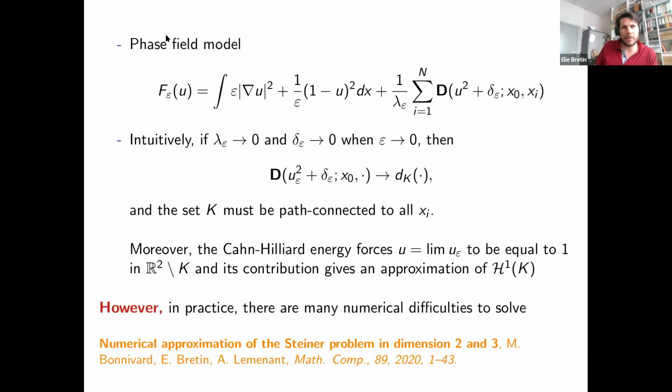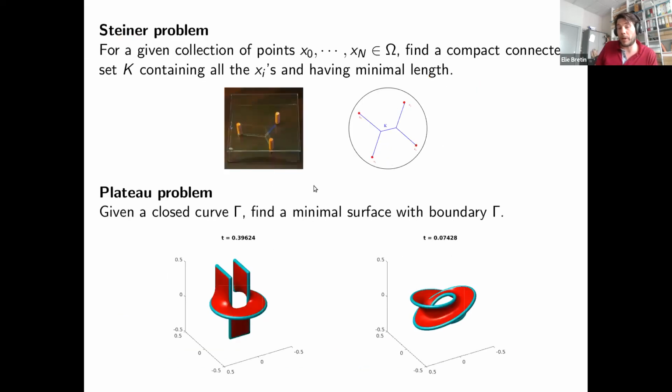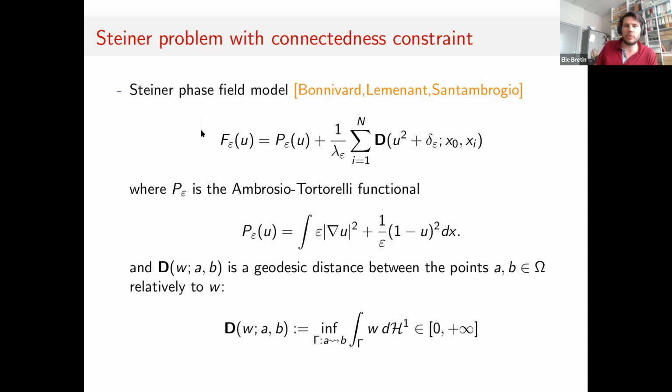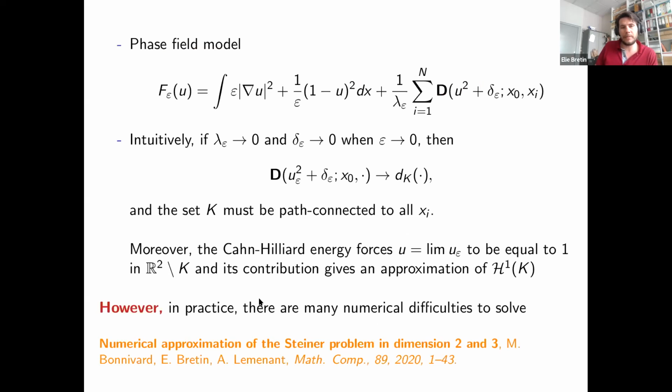This phase field model Gamma-converges to the Steiner problem, in the sense that if the coefficients lambda and epsilon go to 0, they prove, with a very technical result, that this term converges to the distance in a set K, where K is path connected to the whole set of points Xi, and where the Ambrosio-Tortorelli functional, in fact, measures the length of K. So to obtain the solution of the Steiner problem, with this Gamma-convergence result, we can minimize this kind of functional. This is what we want to do.